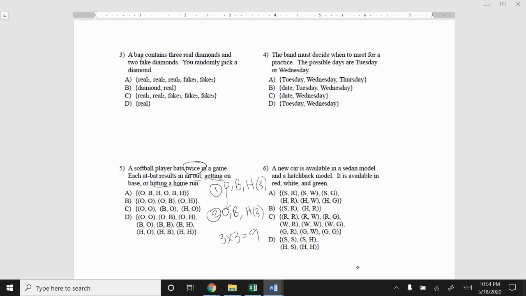First time she bats, she gets out. Second time, she goes on base. First time she's out, second time she gets a home run. Same thing here, and same options here. So you see that there are 9 total options. And this answer choice lists them all out.